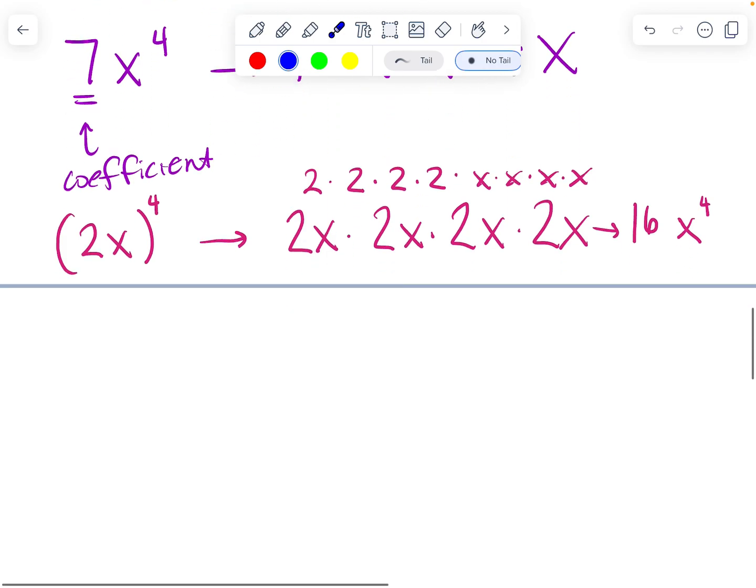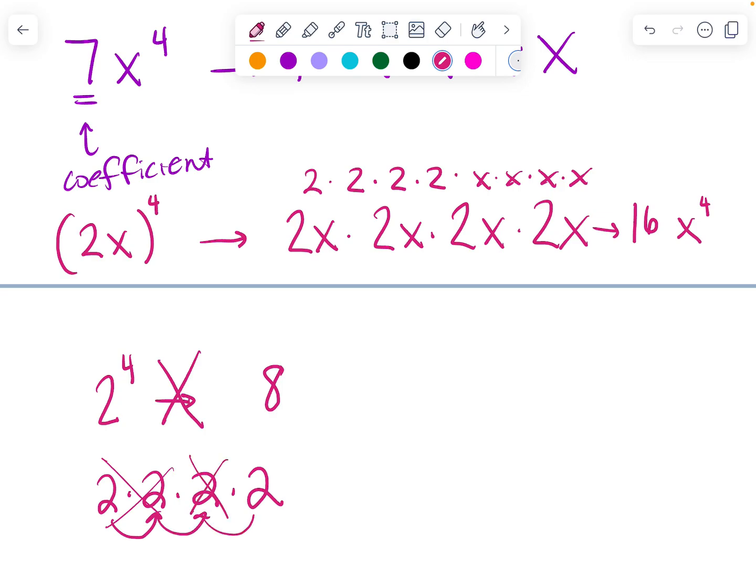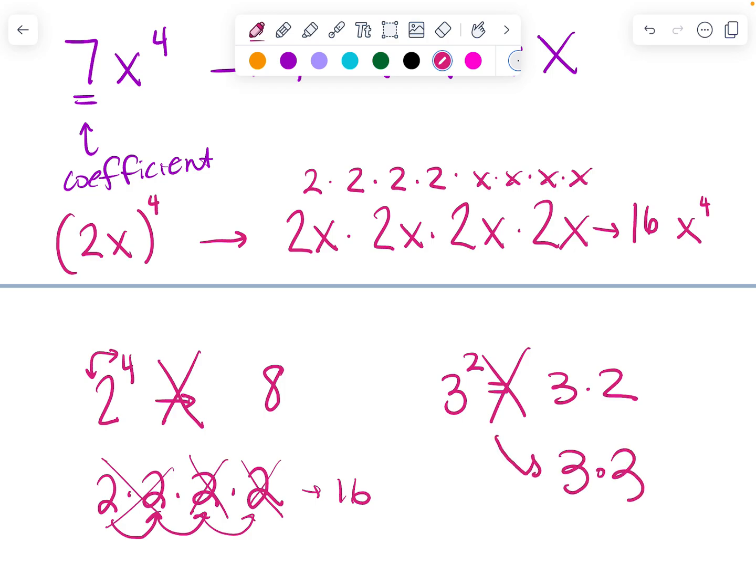I just want to clarify one other thing. 2 to the 4th does not mean 8. 2 to the 4th means 4 copies of 2. 2 times 2 is 4, times 2 is 8, times 2 is 16. We don't take these two. There is multiplication going on there. It's just not those two numbers being multiplied. So 3 squared does not mean 3 times 2. It means 2 copies of 3, which is 9.